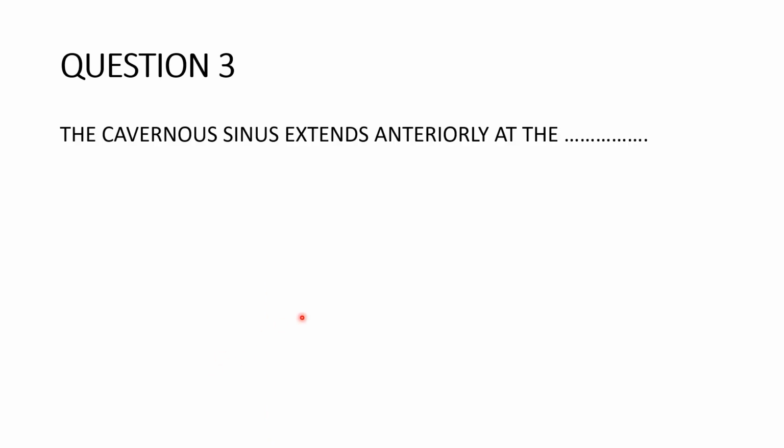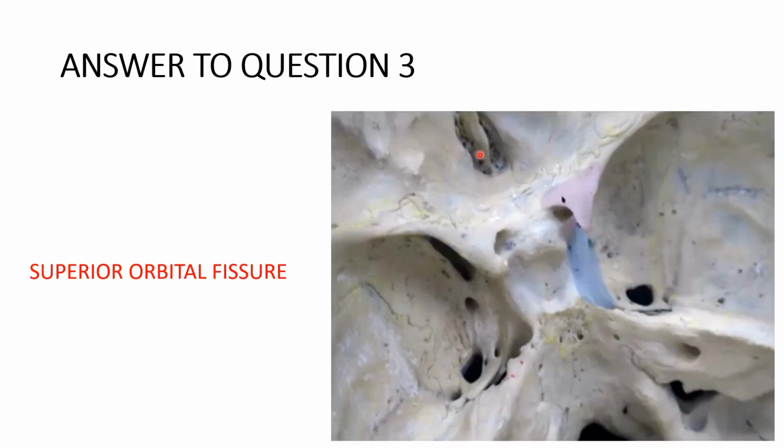This is question 3. The cavernous sinus extends anteriorly at the blank. So let's review the osteology of the skull base. Now this blue structure here is where the cavernous sinus is. We said that the cavernous sinus extends anteriorly at the superior orbital fissure. So the answer to the question is superior orbital fissure.